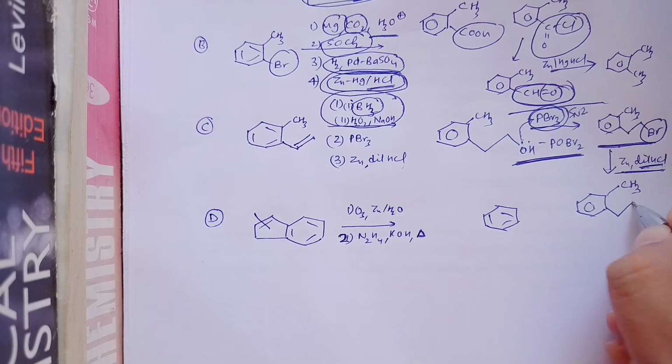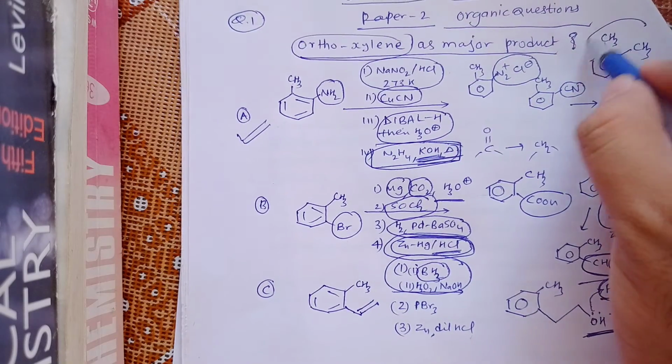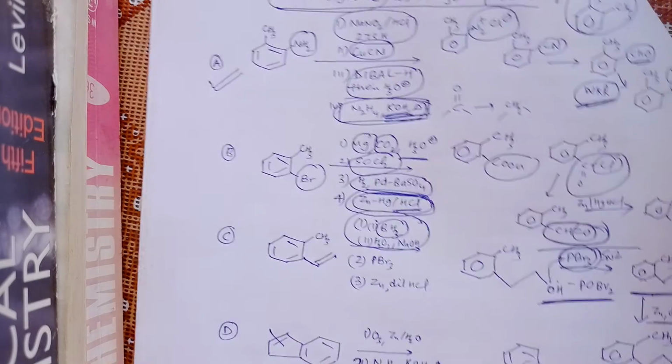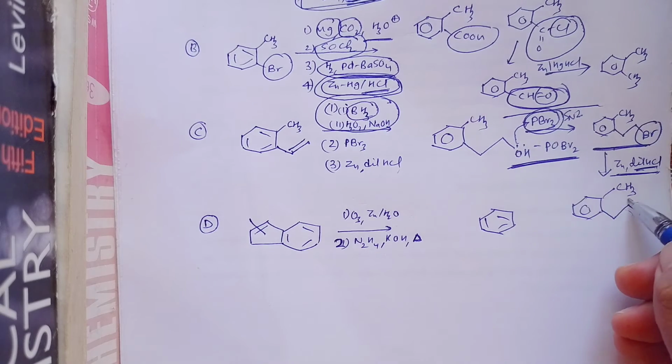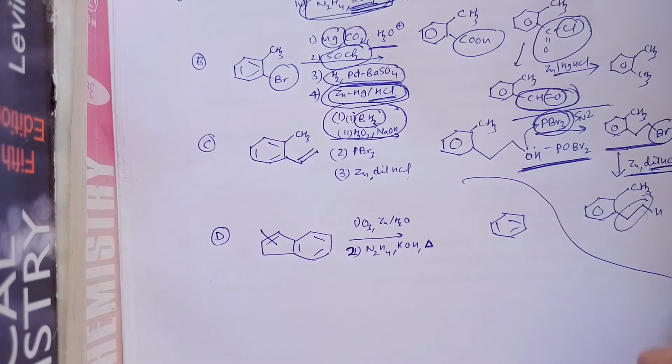So we will get this product, but it is an ethyl group, and they are asking for orthoxylene. For orthoxylene we need 2 CH3, so it is not possible because here we are not able to get rid of this one extra carbon, so that's not working here. Let's see the fourth option.